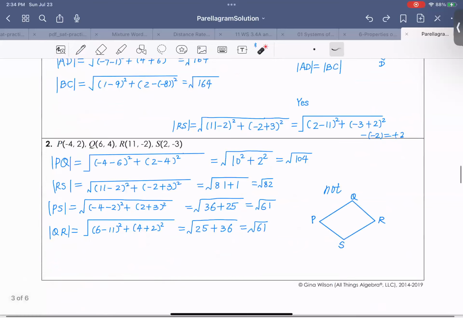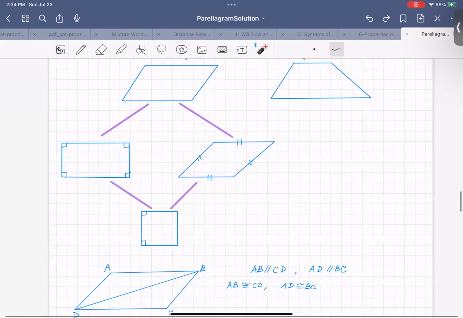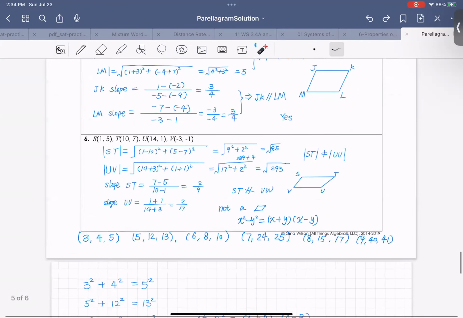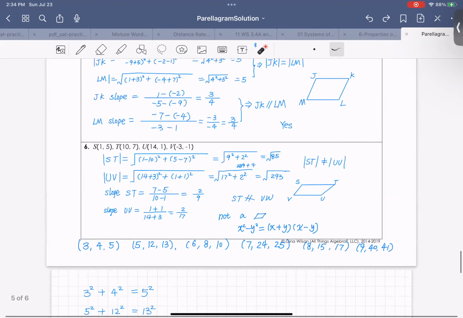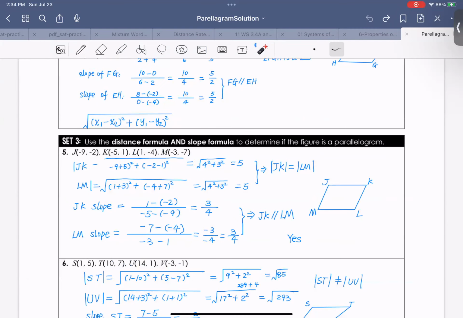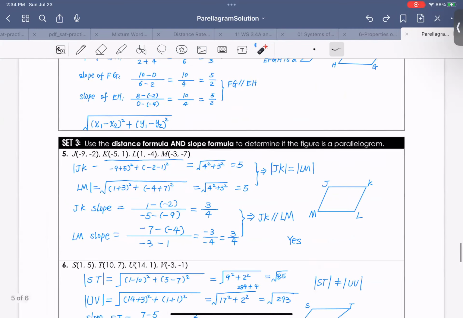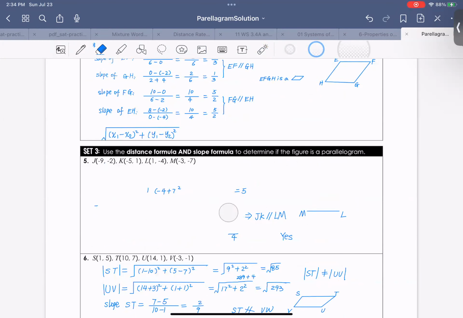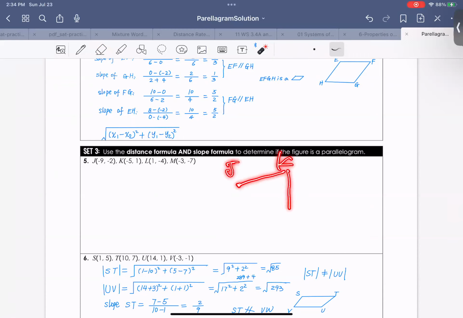So let's do method 3. Method 3 is going to ask you not only checking the distance, but also checking the slope. So let's do this. Number 5. Go ahead, do it by yourself. Still draw a parallelogram first. Draw your JKLM.